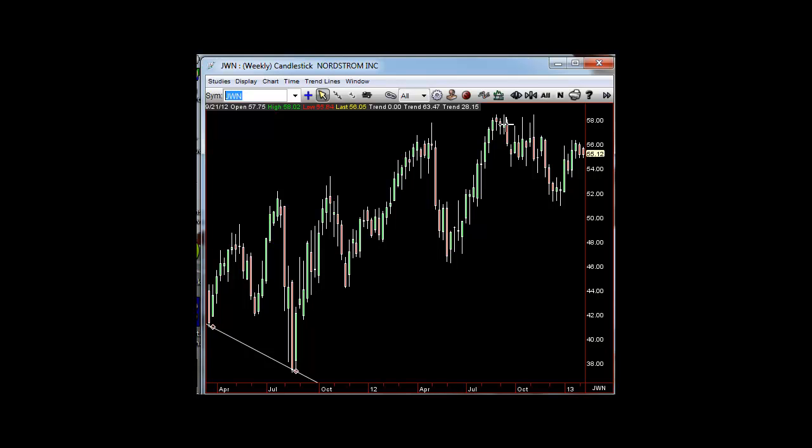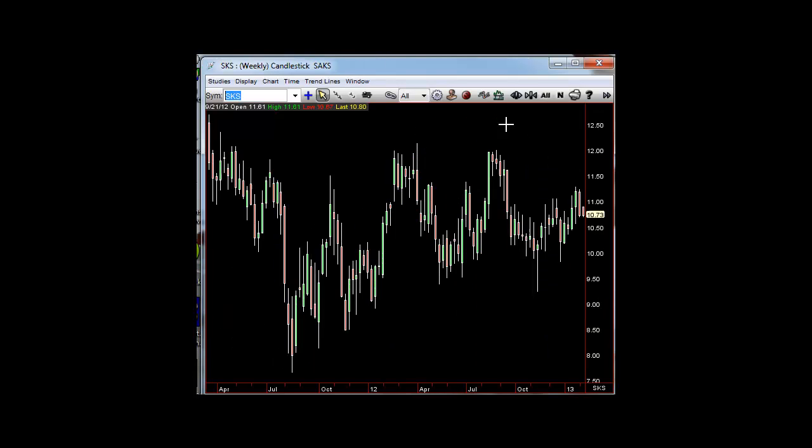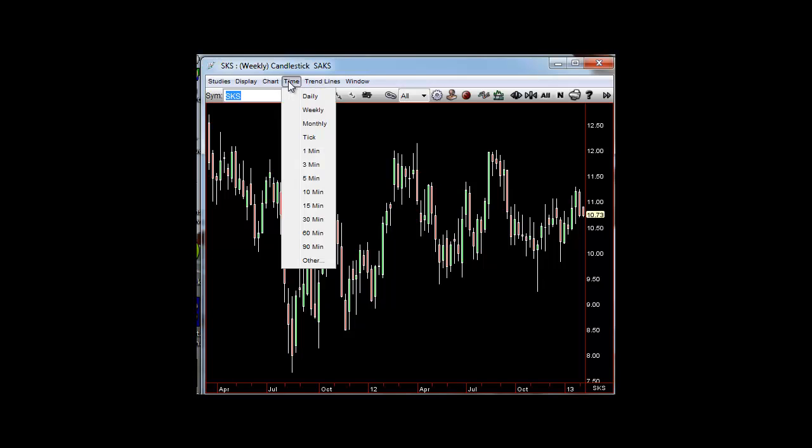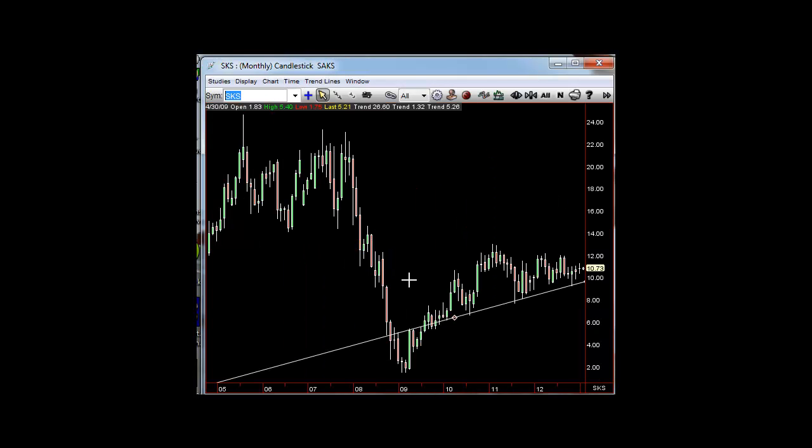We've got Saks, SKS, inside week, and really getting interesting here is how Saks gets out of here. Talked about this before, but see the series of dojis just been doing nothing for months and months. So the question is, does it come down and test this, or is it off to the races? So really want to pay attention to the inside week there in Saks.